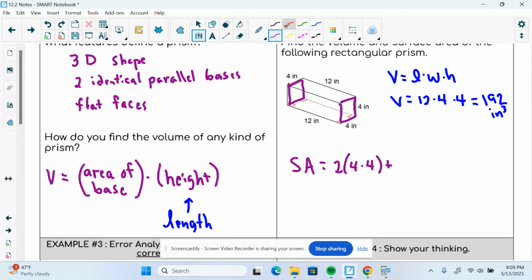plus, because these are squares, my other 4 faces are 12 by 4. Look, it's a 12 by 4 rectangle, and there are 4 of those. So plus 4 times 12 times 4. And then I will grab my calculator, and I will do that computation.